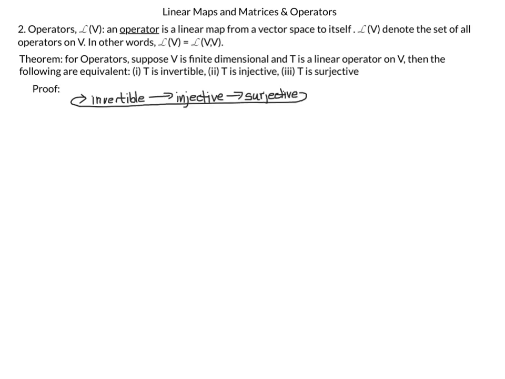To prove this theorem, instead of showing that T invertible implies injective, and T invertible implies surjective, and T injective implies invertible, and T injective implies surjective, and T surjective implies invertible, and T surjective implies injective, which is like 2, 4, 6 things to prove, we're going to prove 4 things. We're going to prove that T invertible implies T injective, which implies T surjective, which comes back around and implies T invertible. So this is the little loop. Invertible implies injective, implies surjective, implies invertible.